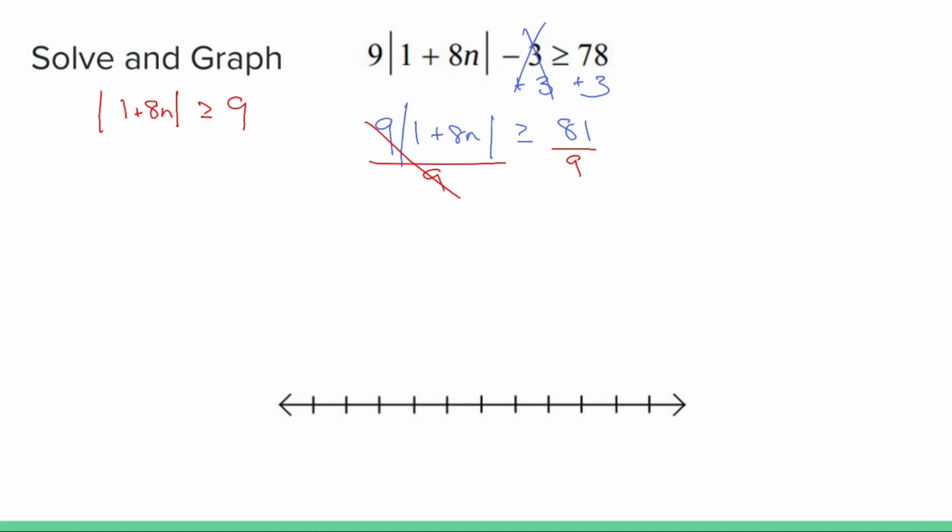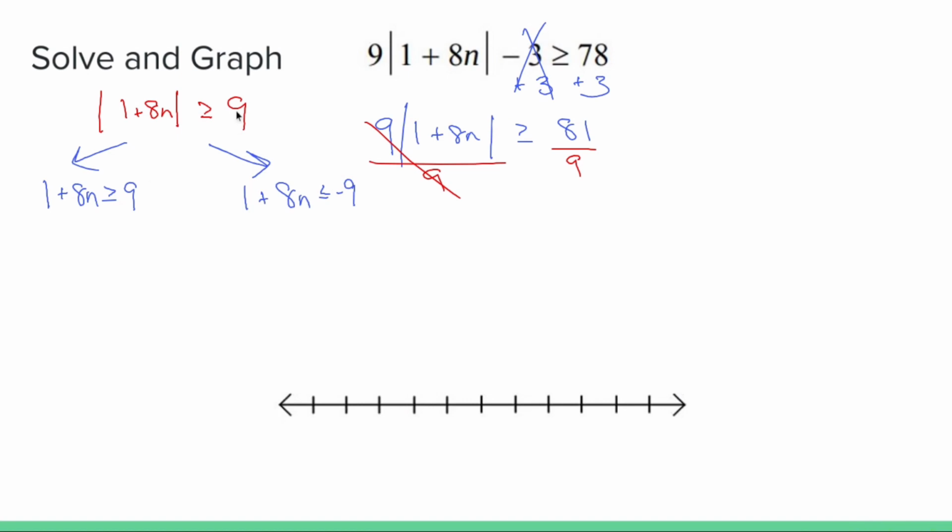Now that we have our absolute value all by itself, we can split this into two separate inequalities. One inequality has my left side the exact same, and the other inequality has my left side the exact same. One inequality has my right side the exact same, and the other inequality has my right side flipping the sign and making it opposite, like so. Okay, so greater than or equal to 9 is now less than or equal to negative 9.